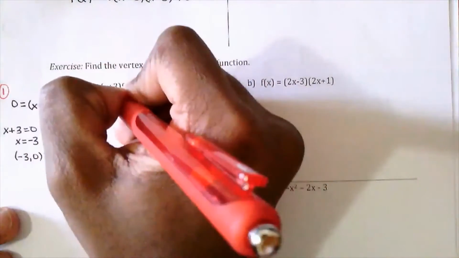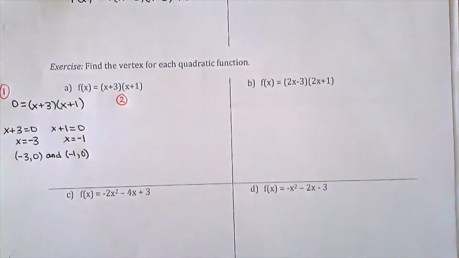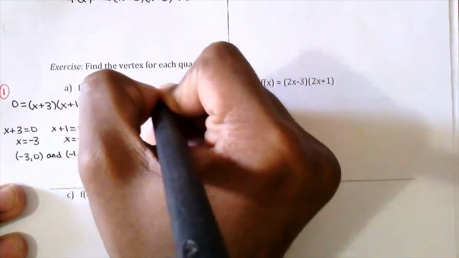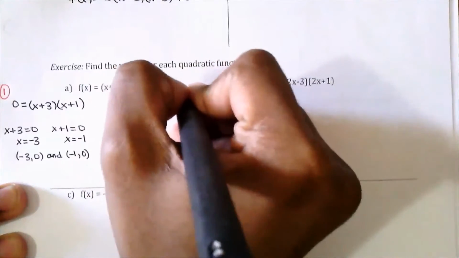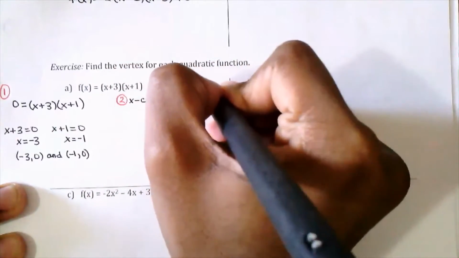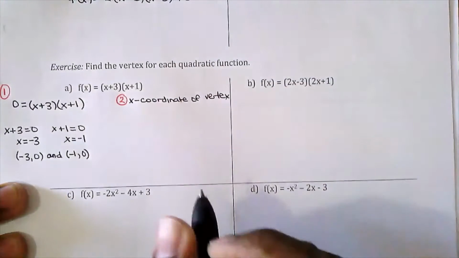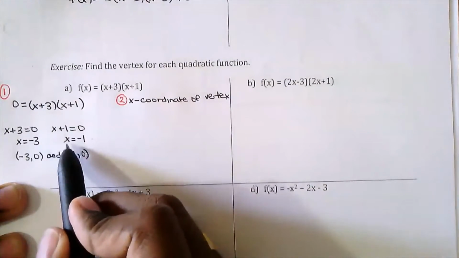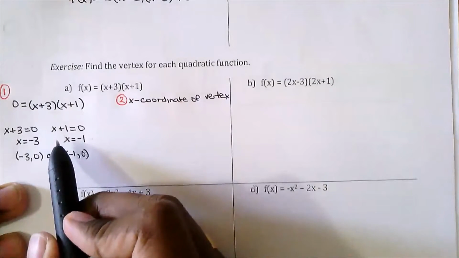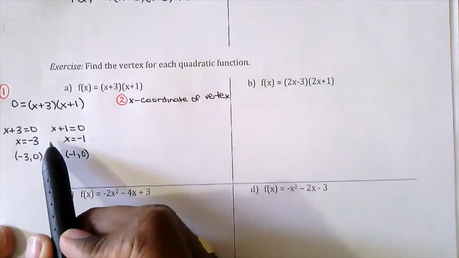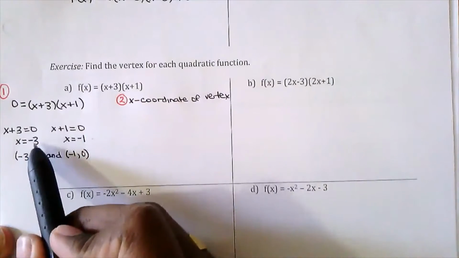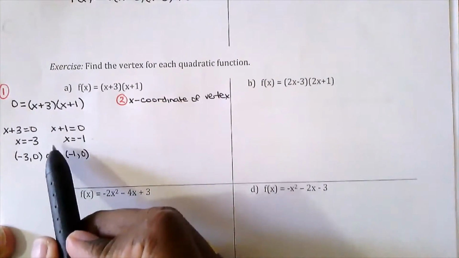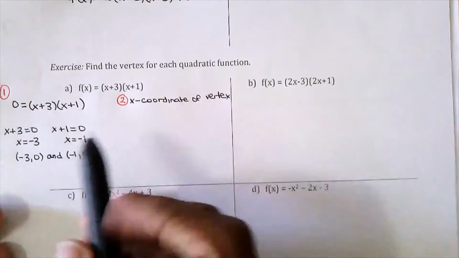The second step is to find the x-coordinate of the vertex. In order to do that, we take the average of these two x values. Remember, we discovered before the break that the vertex will lie halfway between the two zeros. So essentially we're going to find, what is that halfway point between the two zeros?